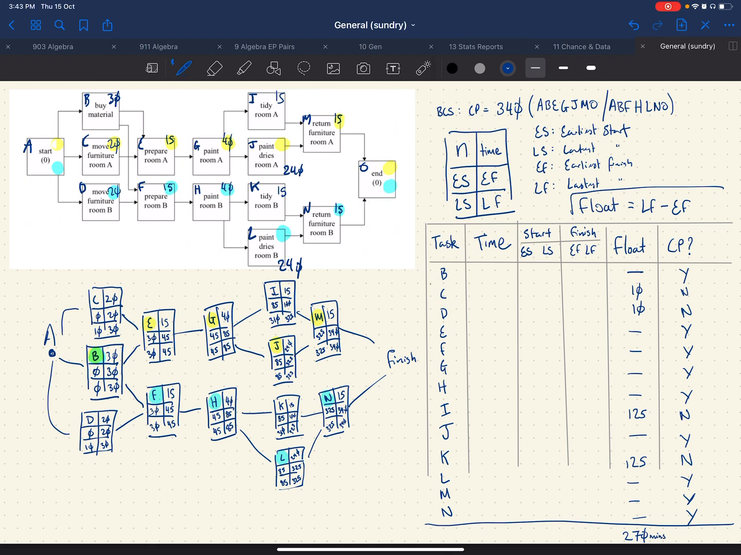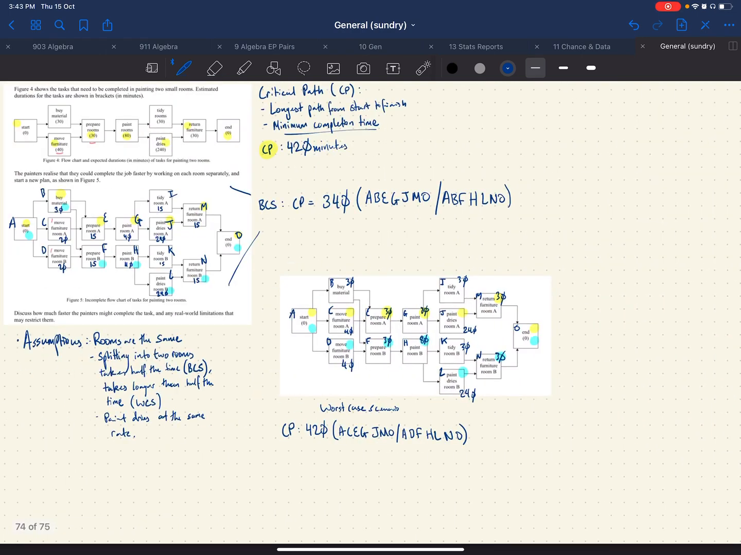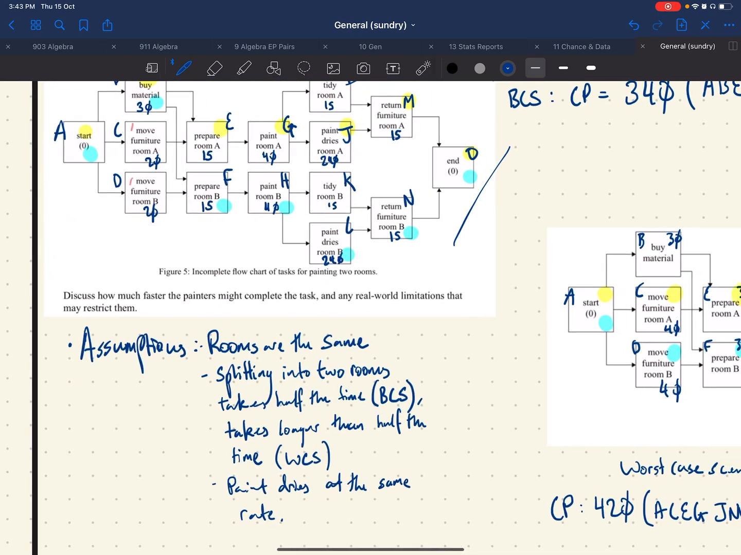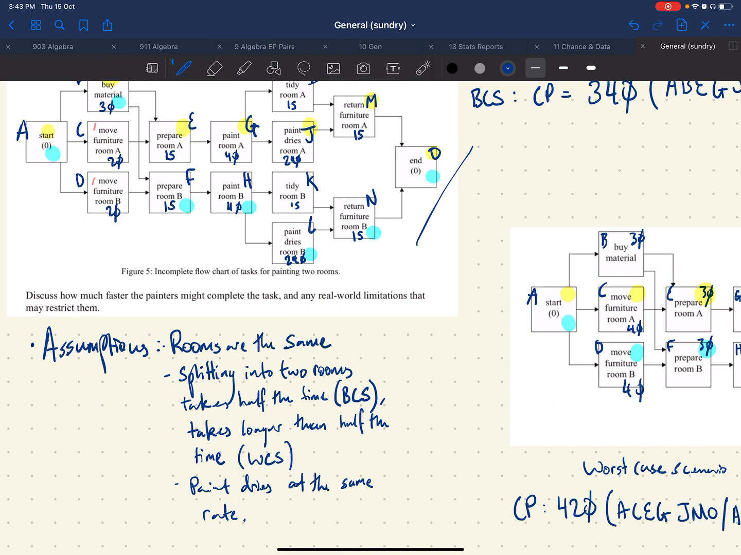In the next video, I'm going to talk about scheduling and how we can use this information to answer some of the questions they had previously, such as how much faster the painters might complete the task and any real-world limitations that may restrict them. Notice it doesn't say how many painters there are, and that's what we're going to talk about.